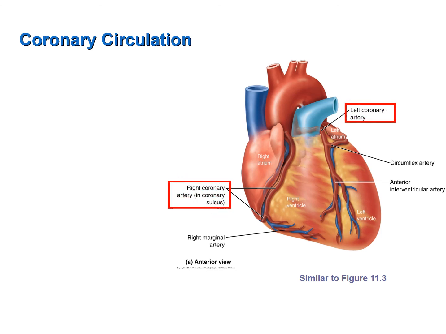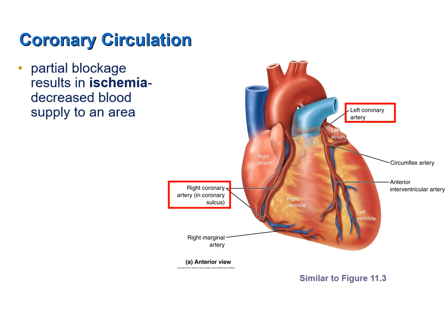So the right and left coronary arteries branch into much smaller coronary arteries, which are not shown here, but nevertheless, they are there. If those coronary arteries become partially blocked, you have a condition called ischemia, where there's a decreased blood supply to an area of the heart. With this decrease in blood supply, there's a decrease in oxygen delivery to cells. That will force those cells to use anaerobic respiration as a means to generate ATP, or energy. Along with anaerobic respiration comes a buildup of lactic acid.